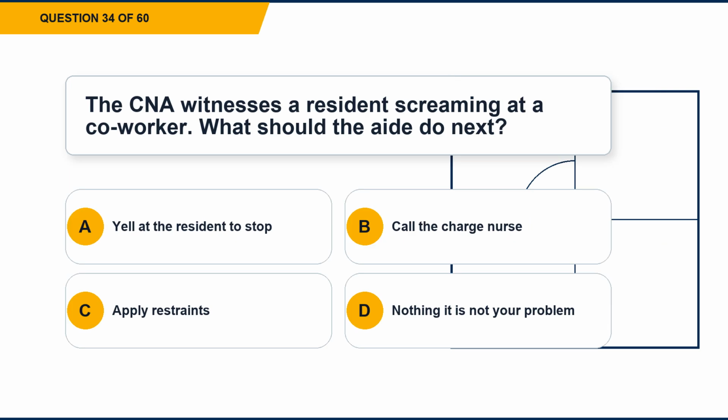Question 34. The CNA witnesses a resident screaming at a coworker. What should the aide do next? Option A, yell at the resident to stop. Option B, call the charge nurse. Option C, apply restraints. Option D, nothing, it is not your problem.